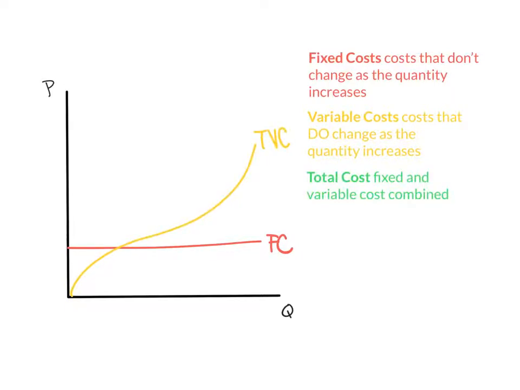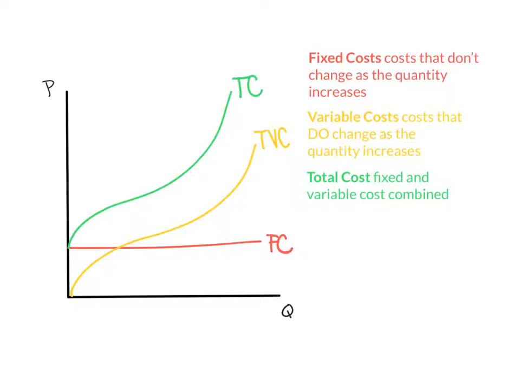Okay, now the total cost is basically just going to be the variable cost plus the fixed cost. And because the fixed cost is a fixed amount, the total cost tends to look like this. It's going to have the exact same shape as the variable cost curve, but it's going to be basically shifted up by the fixed cost amount.